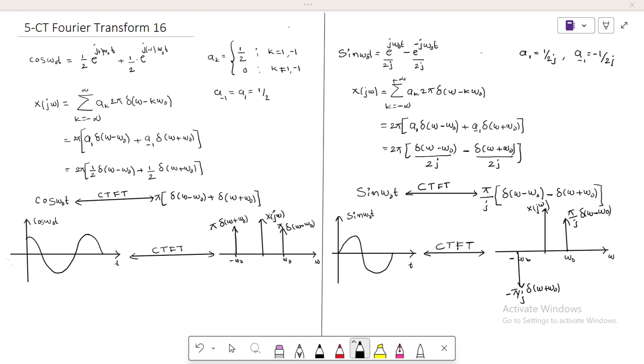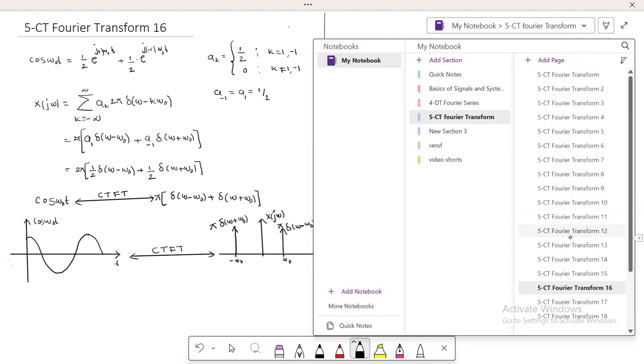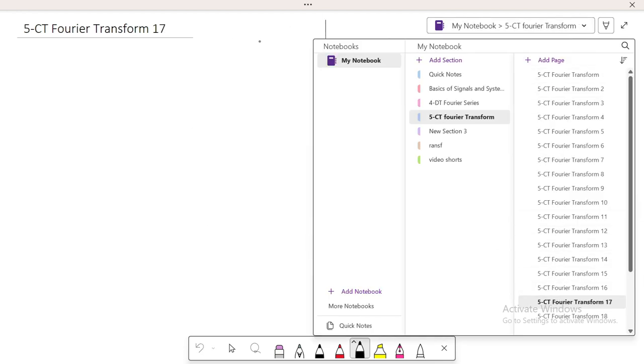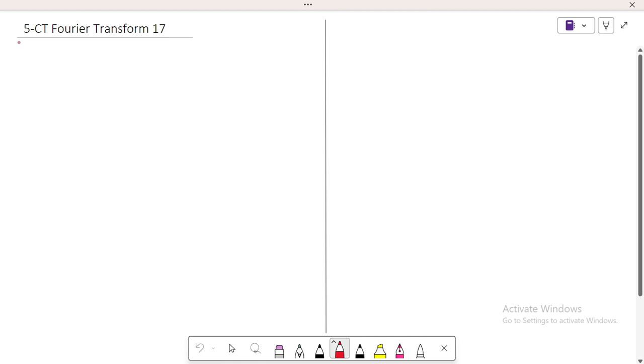So previously we have discussed Fourier transform for the periodic signal. Here I would like to write the Fourier transform for periodic and aperiodic signals in one place. So here I'm going to write the formulas for the Fourier transform for periodic and aperiodic signals in one place. So Fourier transform.